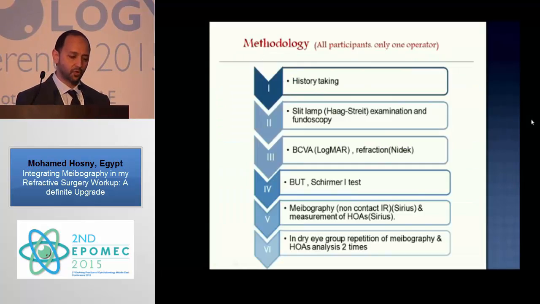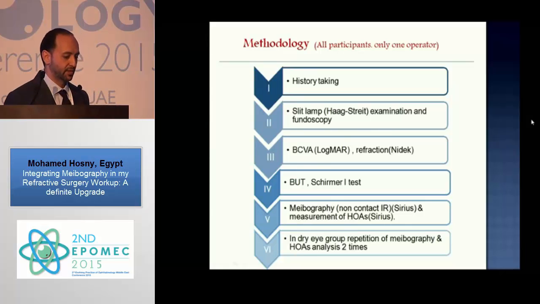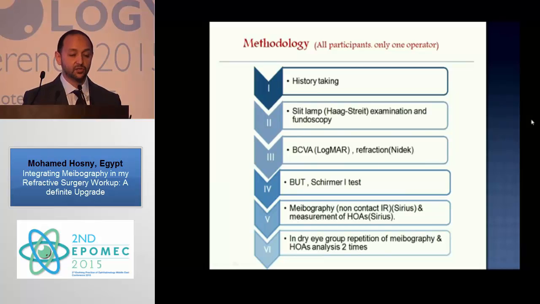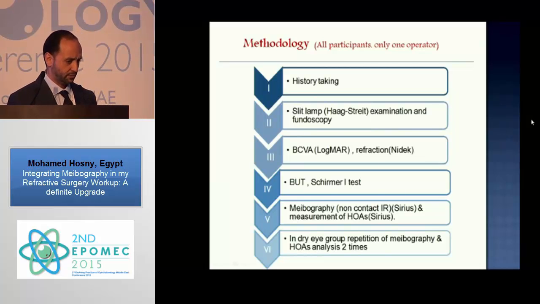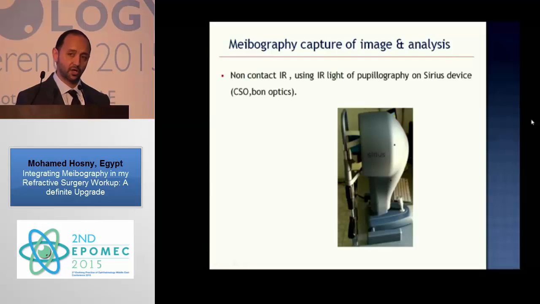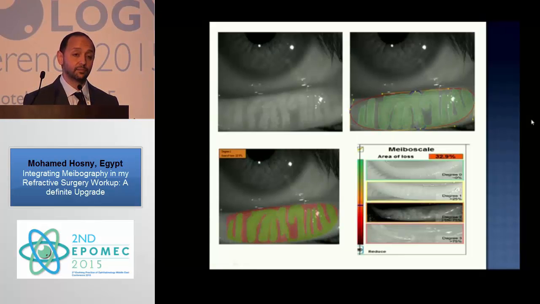We did the normal workup for all the patients, and we did meibography with the non-contact Cirrus and measures of higher order aberrations. Again, corneal higher order aberrations, not a total wavefront, again with the Cirrus. In the dry eye group, repetition of meibography and higher order analysis was done 2 times. This is the machine that we use, the non-contact meibography by the Cirrus machine, and these are the pictures that we had, and this is the software.